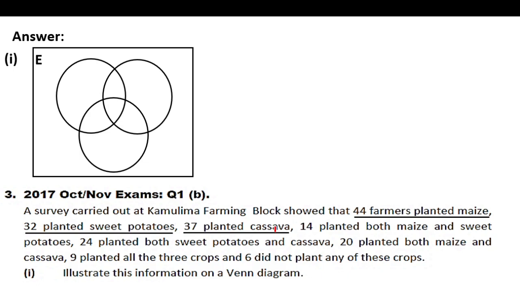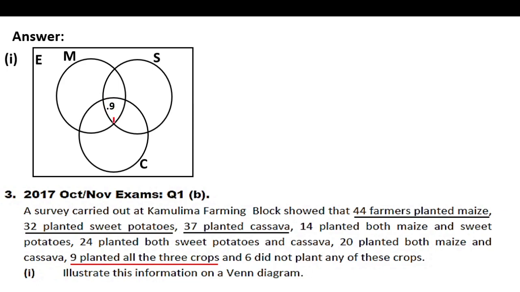Those that plant maize are represented by M, those that plant sweet potatoes are represented by S, those that plant cassava are represented by what? C. As usual, when you start filling in information in your Venn diagram, you start with the intersection of all the 3 sets. So where do we start from? We start from here. 9 planted all the 3 crops, so we are going to put 9 here.